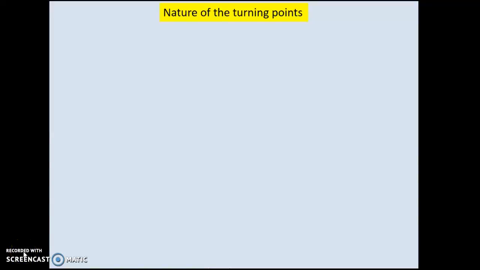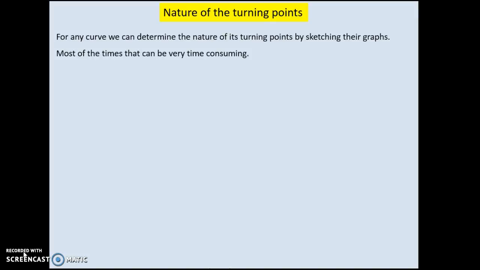Hello there, in this video we'll try to identify the nature of the turning points. What we mean by the nature of the turning points is to state whether a turning point is at a maximum or at a minimum position. We know that if we can sketch the graph, then we can visualize whether that point is at a maximum or at a minimum. But as we know, sketching graphs can sometimes be very time consuming.